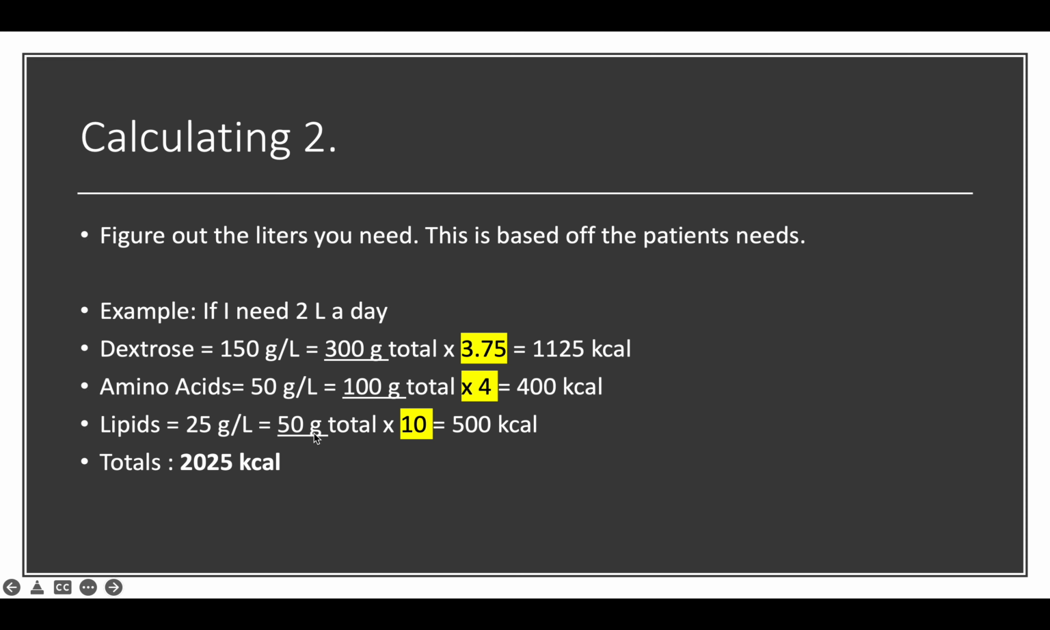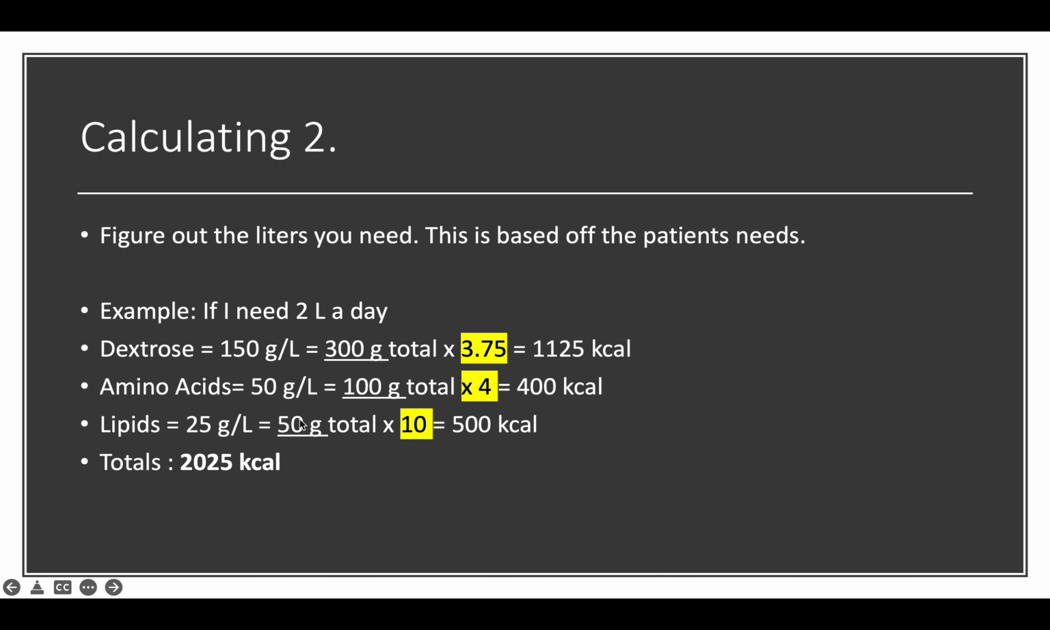Now I figured out, okay, does the calories match how many calories I need? So 300 grams total. So I take my dextrose, 300 times that 3.75, because for 1 gram of dextrose, I get 3.75 calories. So 300 grams times 3.75 gives me 1,125 kcal. I move on, do it with amino acids. I have 100 grams, 4 calories per gram. So 100 times 4, 400 kcal from protein.